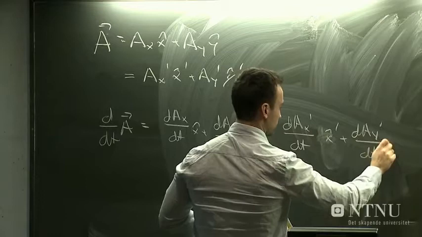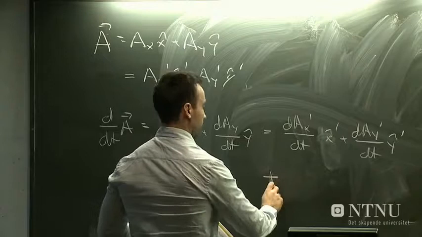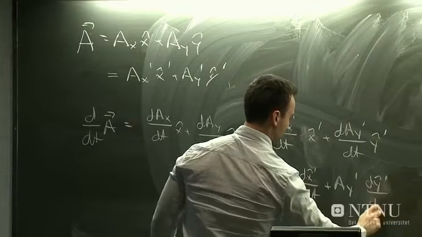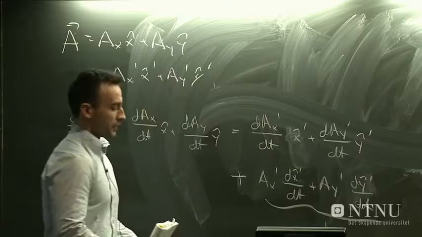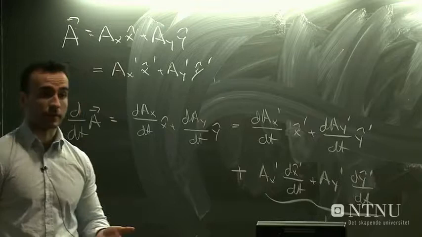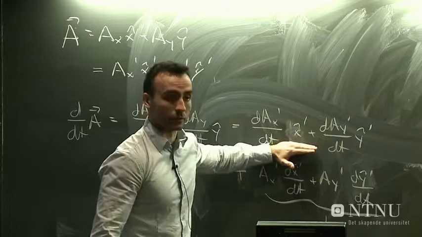Which would give us this, but not only this, there's an extra term. This is an extra term, which stems from the fact that the unit vectors in this rotating coordinate system change with time, since it's rotating. So you can see that the time derivative of the vector as seen in the stationary system is equal to the time derivative of the vector as seen in the rotating system plus this extra term.